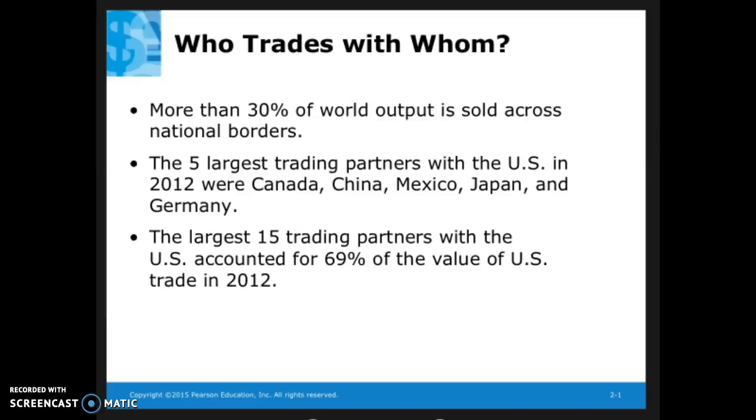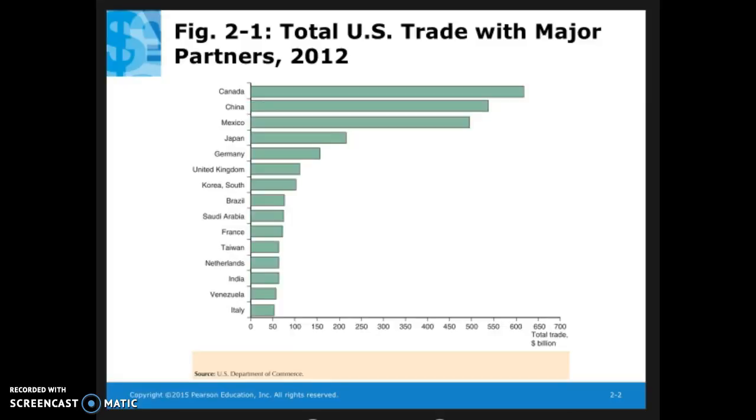So about 30% of world output is sold across national borders. The five largest trading partners with the US are Canada, China, Mexico, Japan, and Germany. And the largest 15 trading partners are about 69% of the value of US trade. Here's a graphical exposition of the major trading partners with the US. You can see Canada, China, and Mexico round out the top three.